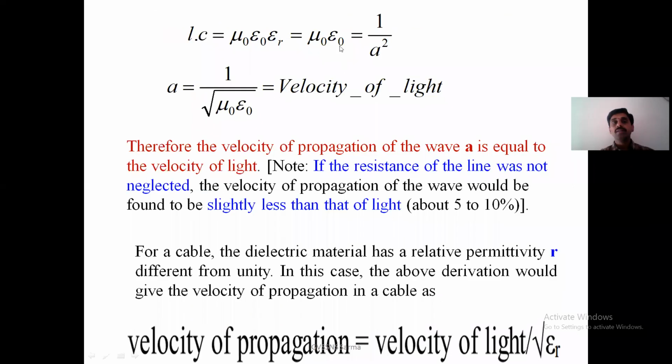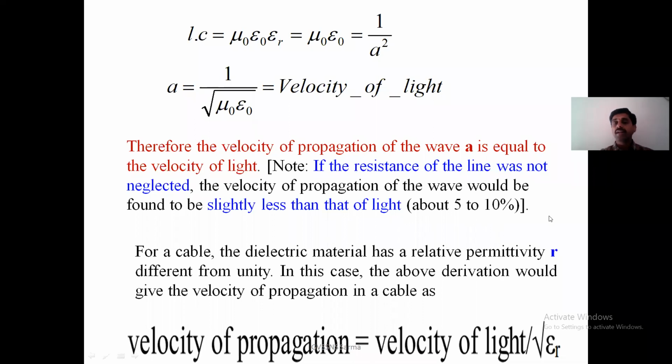Therefore, LC equals mu naught epsilon naught, which is equal to 1 by a square. So from there, a can be written as 1 by square root of mu naught into epsilon naught, which is the velocity of light. So we got the expression for this a. Therefore, the velocity of propagation of the wave, a, is equal to the velocity of the light.